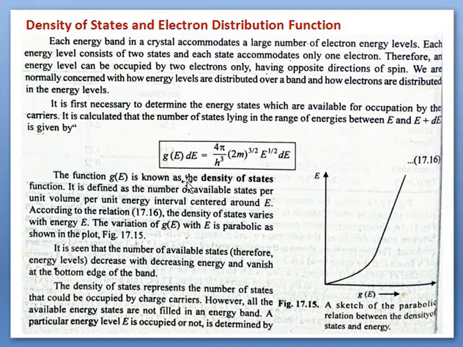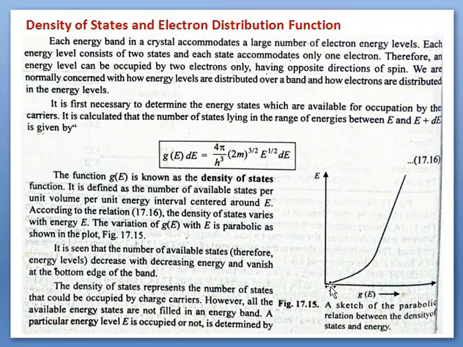If you draw a curve between density of states, which is a function of E, and energy, then we have a parabolic curve. By reducing energy, density of states gradually reduces. And when energy becomes 0, then G also becomes 0.